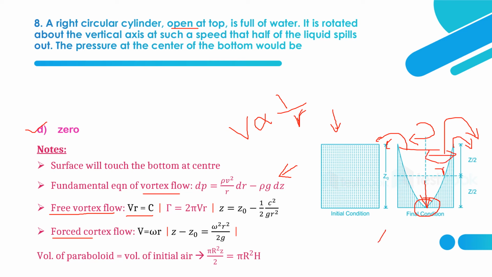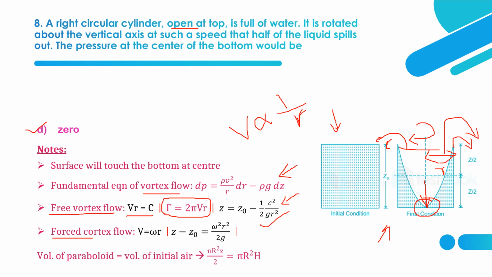Actually, this diagram is based on forced vortex, not a free vortex. Free vortex happens in a sink, a whole sink like that. So for free vortex, Vr is equal to C, C is constant, and the circulation formula is given by this equation. Circulation is equal to 2 pi C, or 2 pi R into V. We can say like that, 2 pi C or 2 pi VR, and Z is equal to Z naught minus half of C square by g r square. So this is the basic equation for free vortex flow.